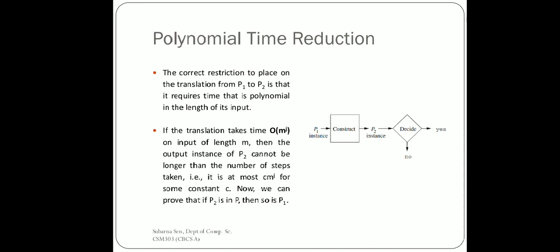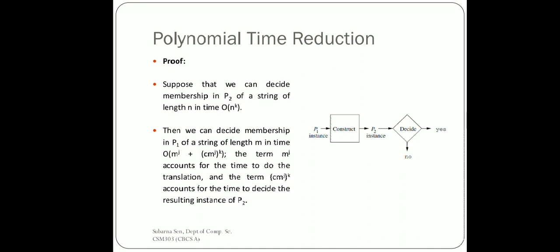Now we can prove that if P2 is in P, then P1 is too, because if this condition occurs, that the translation time is a polynomial amount of time, then we can come to the conclusion that if P2 consumes a polynomial amount of time, then P1 will consume the same. Now let us see why we are claiming so.